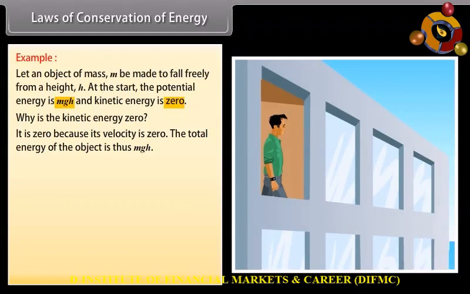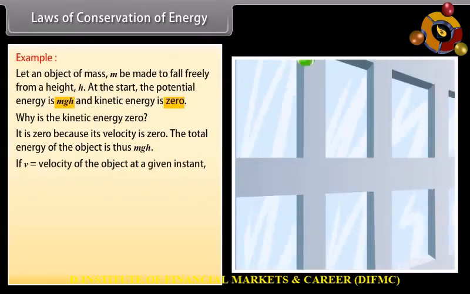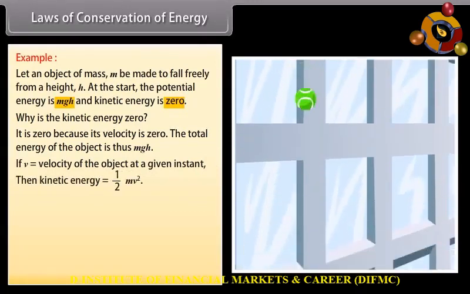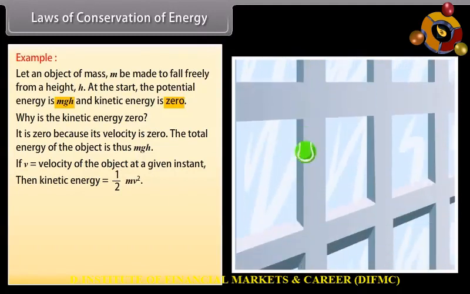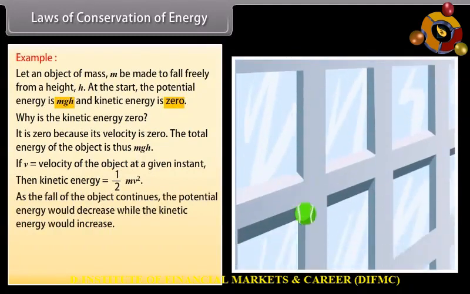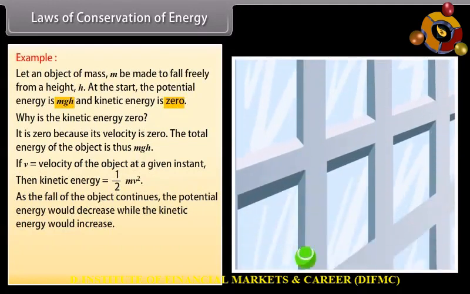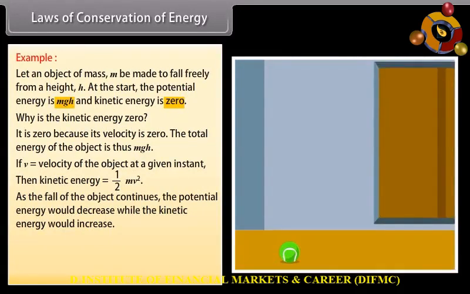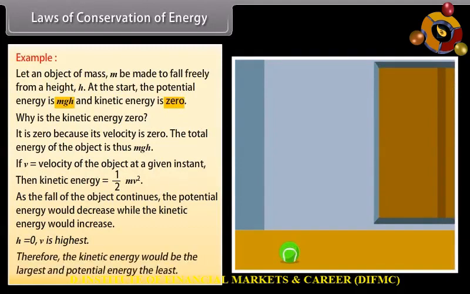As it falls, its potential energy will change into kinetic energy. If v is the velocity of the object at a given instant, the kinetic energy would be 1/2 mv². As the fall of the object continues, the potential energy would decrease while the kinetic energy would increase. When the object is about to reach the ground, h is equal to 0 and v will be the highest. Therefore, the kinetic energy would be the largest and potential energy the least.